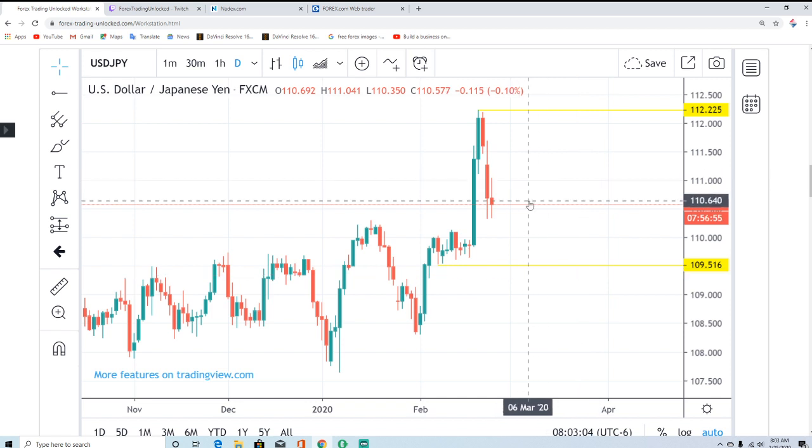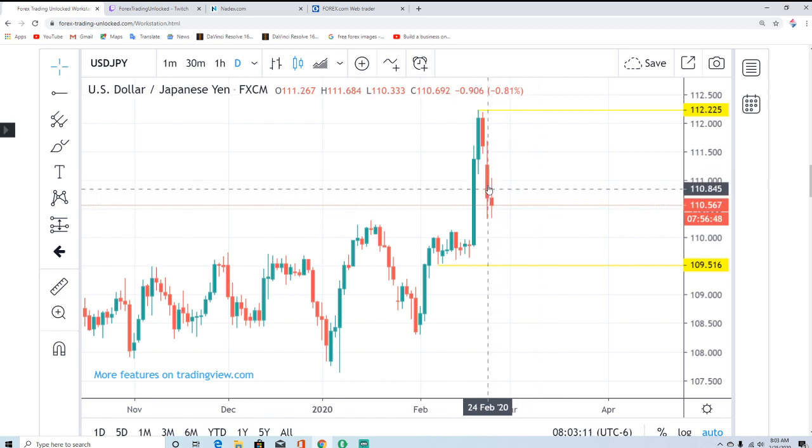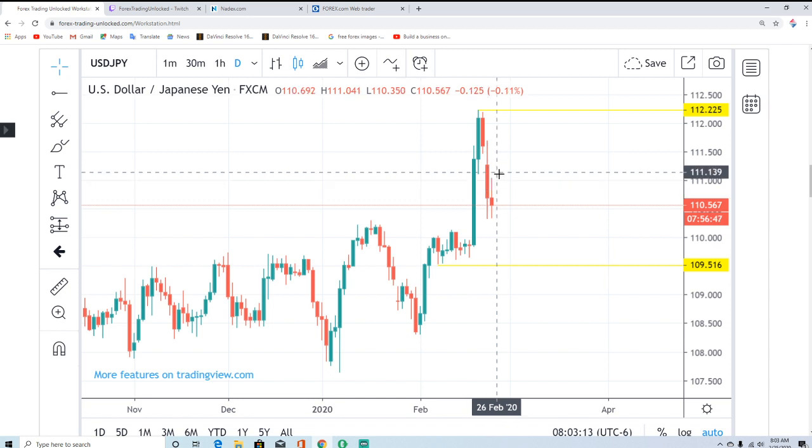So I'd be very cautious if you haven't already been. If you're short, keep your stops tight. That would be my suggestion. I would be leery of being short against the high of today's session, which would be at 111.041.